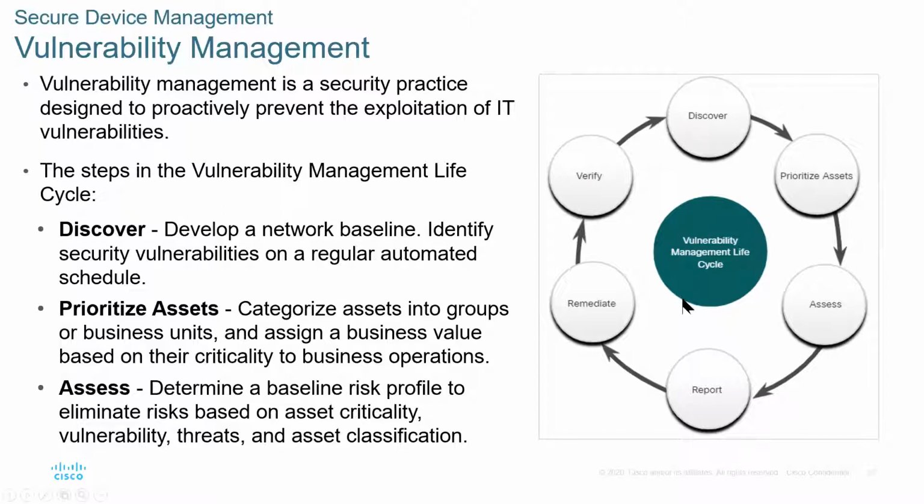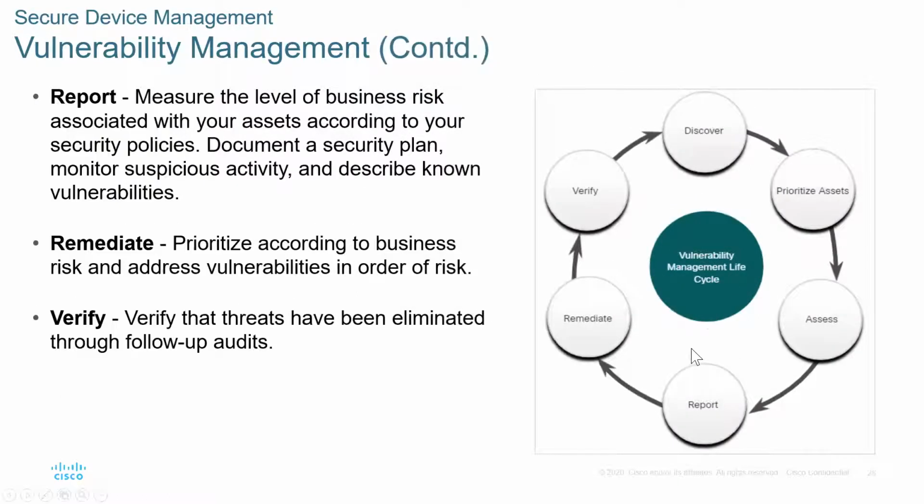And then you can go through and assess, take this baseline security risk profile, and eliminate as many of the risks that you can based on criticality, vulnerability, threats, and then their asset classification. From there, you're going to build a report, which is going to measure your level of business risk associated with your assets according to your security policies. This should be a documented security plan, monitor suspicious activity, and then describe known vulnerabilities.